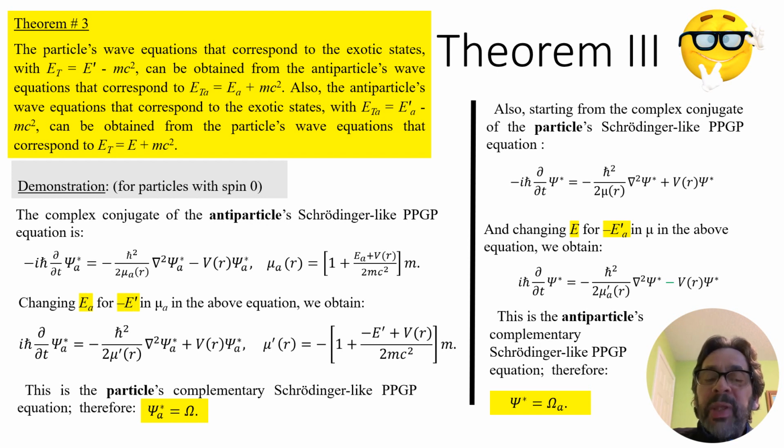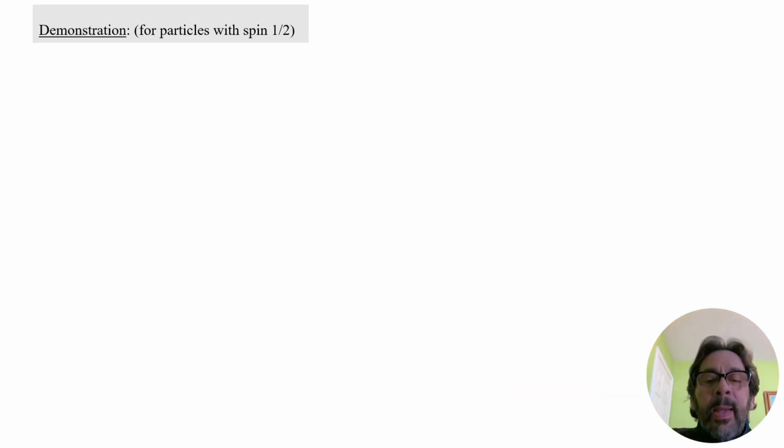Therefore, we obtain again a relation between the exotic state of the antiparticle and the common state of the particle. The wave functions corresponding to this state are related through a complex conjugate operation. Demonstration for particles with spin 1/2.